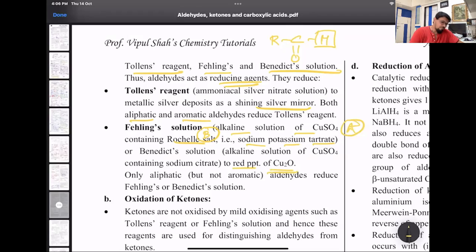Or we have Benedict's solution, which is also blue in color. That's an alkaline solution of copper sulfate containing sodium citrate. Now only aliphatic aldehydes will reduce Fehling solution, but aromatic aldehydes do not reduce Fehling's or Benedict's. For example, remember benzaldehyde. Because of resonance, benzaldehyde itself is a very weak reducing agent and Fehling solution is a very weak oxidizing agent. That's why the reaction probability is not there between the two.